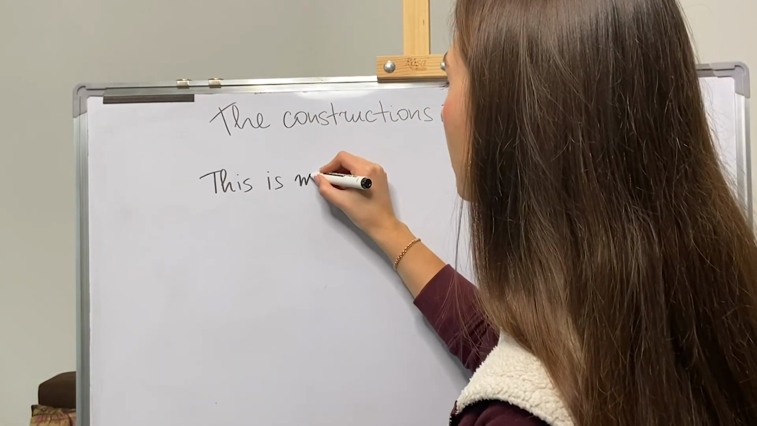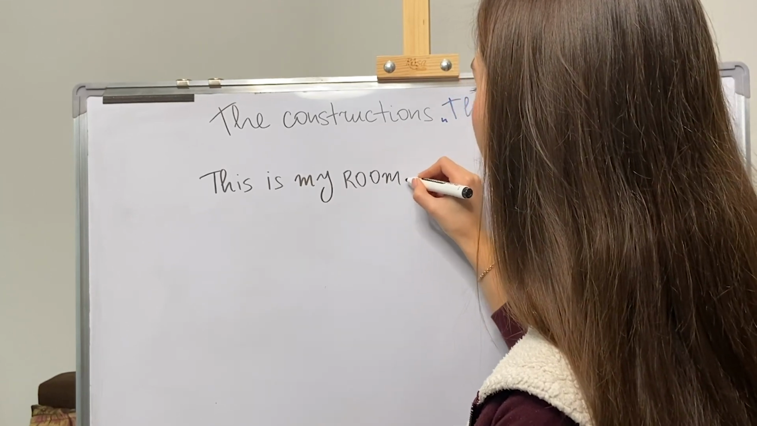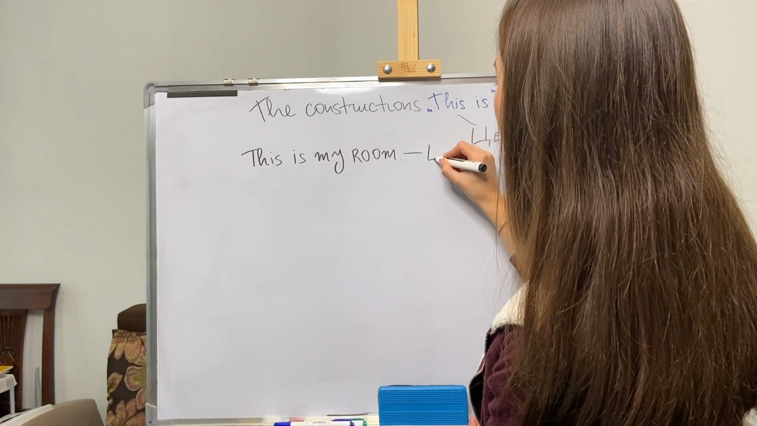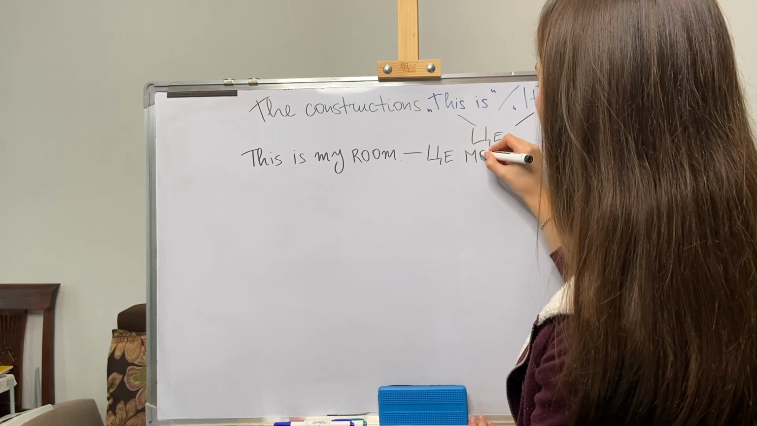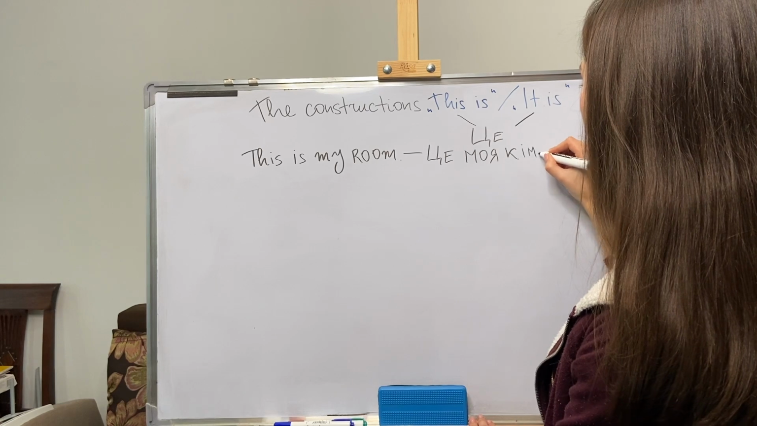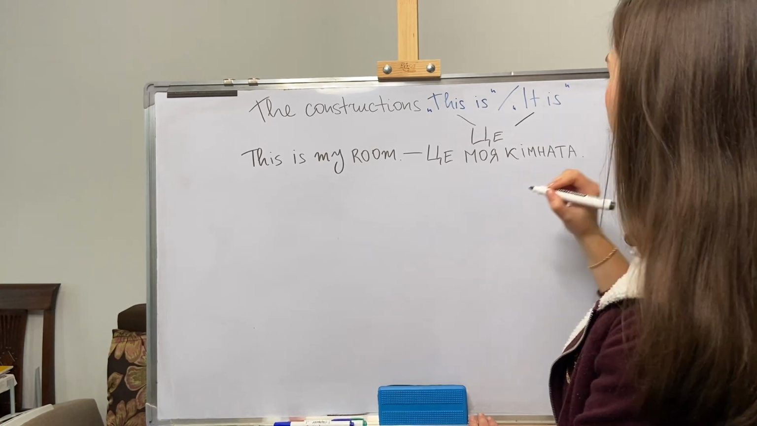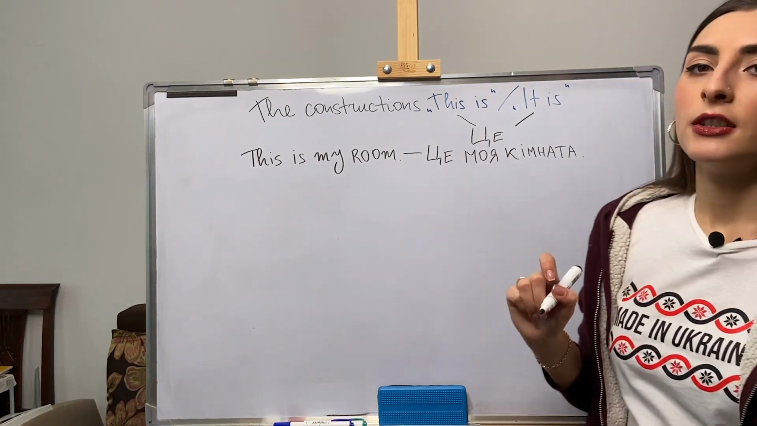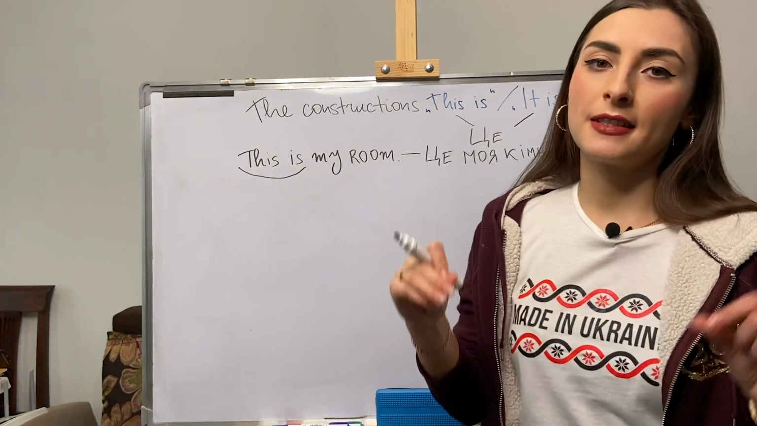my room. This is my room. And you have to say, це моя кімната. This is my room. Це моя кімната. So the construction "this is", we translate as це.